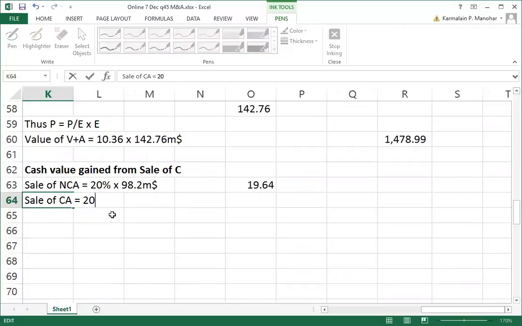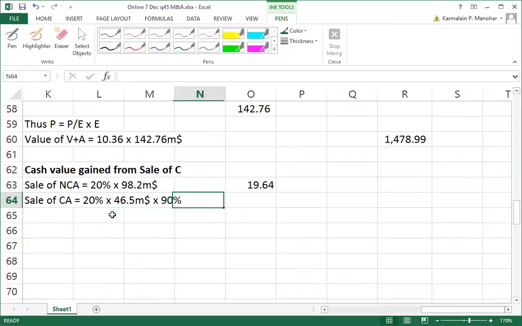So don't forget, still 20% share. So 20% times the $46.5 million, you're only getting 90% of that. Of course, you can use decimals all the way through. 0.2 times that, 8.37, very good.